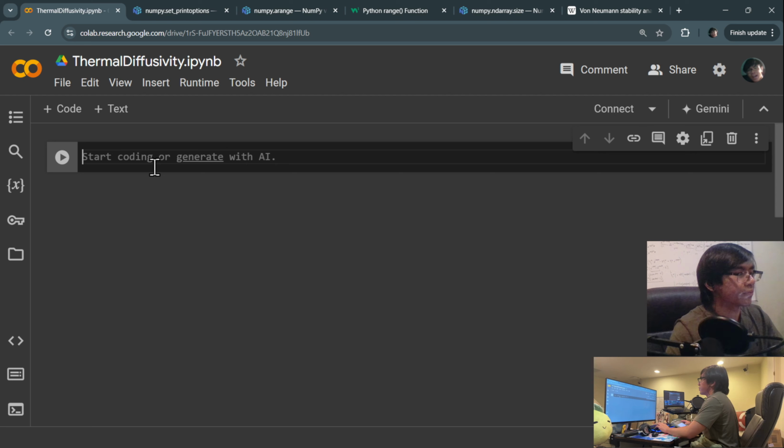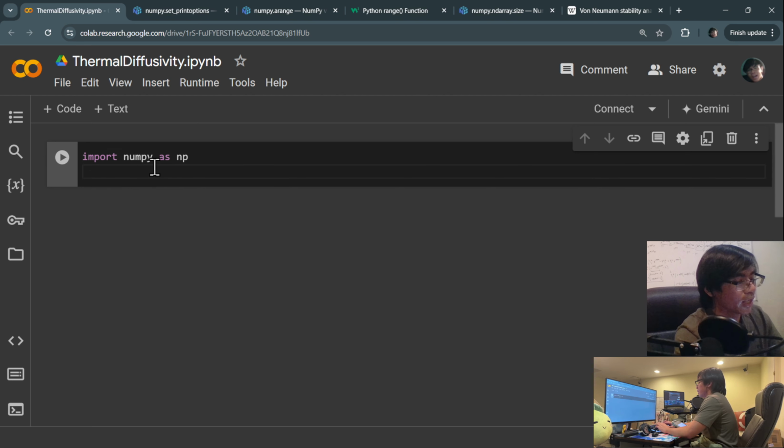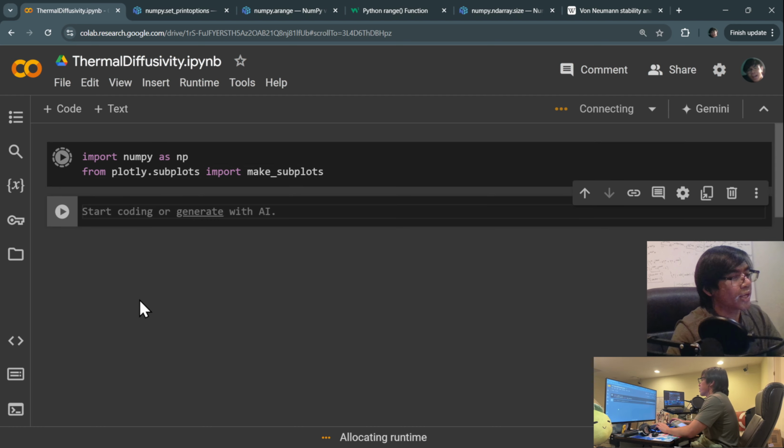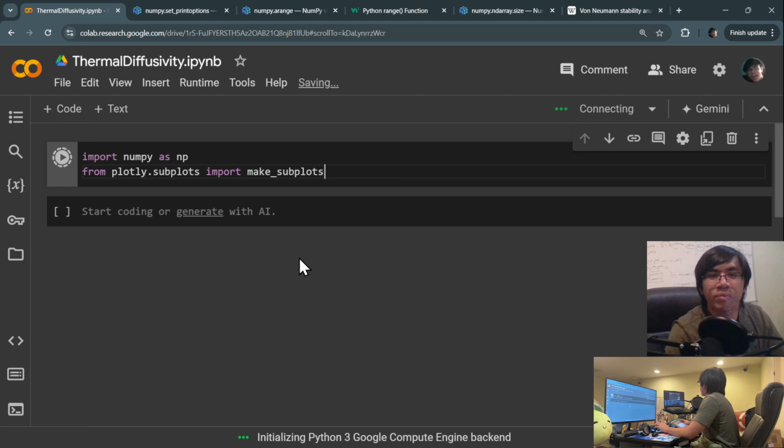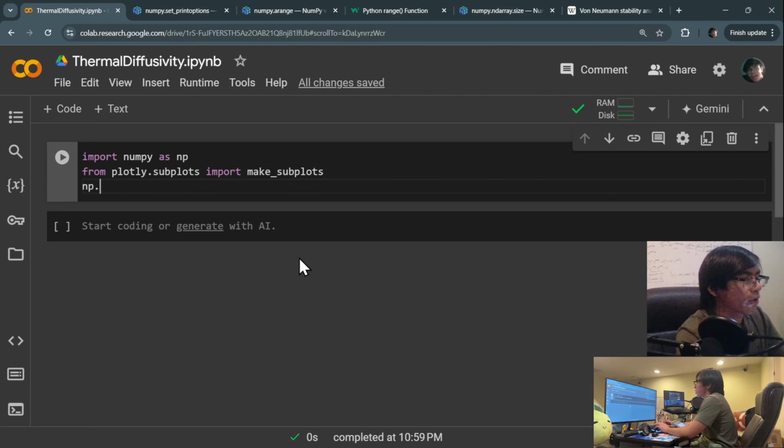Go ahead and import our libraries here. Import numpy as np. Also subplots from plotly. So from plotly.subplots, I can spell, import make_subplots. And since I'm a bit zoomed in here, I'll do our np.set_printoptions, one for consistency with our class example.